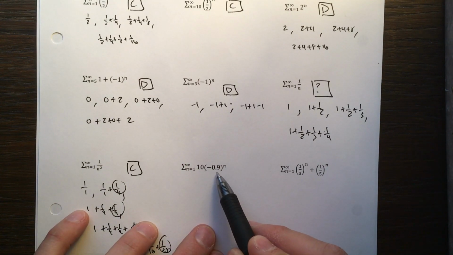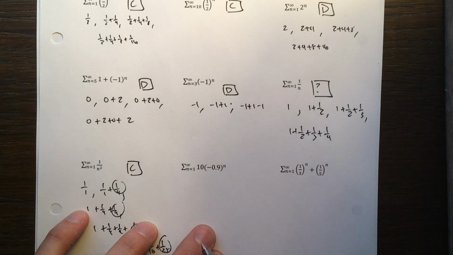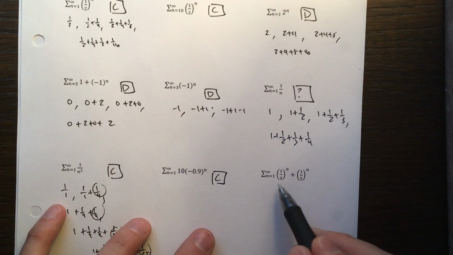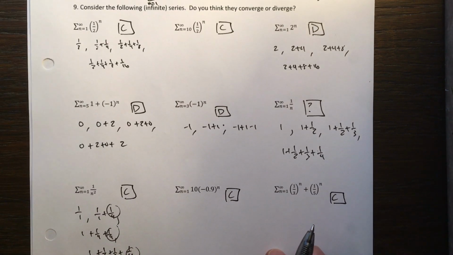This one, multiplying by 0.9 a ton of times. Every time you multiply by 0.9, it gets smaller. I'm going to say converge. And over here, I'm going to say converge as well. You can think about why that might be.